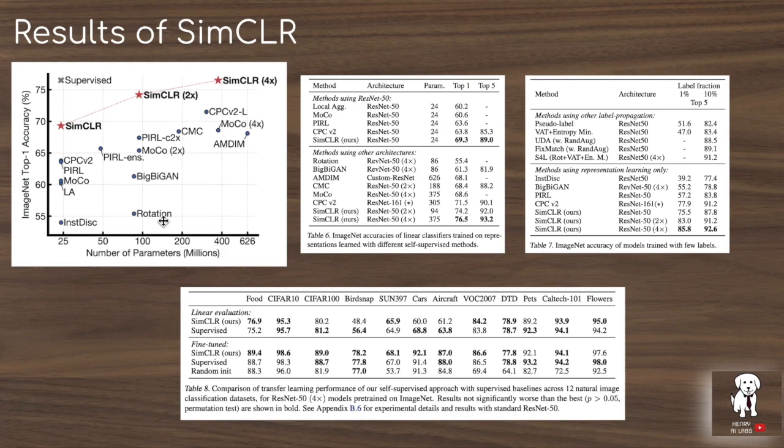Rotation describes this task of taking unlabeled data points, rotating them randomly like 90 degrees, 180 degrees, and then tasking the neural network with predicting the rotation angle and then using that representation for ImageNet classification. So you see the performance of SimCLR highly exceeds previous algorithms on this unsupervised representation learning.